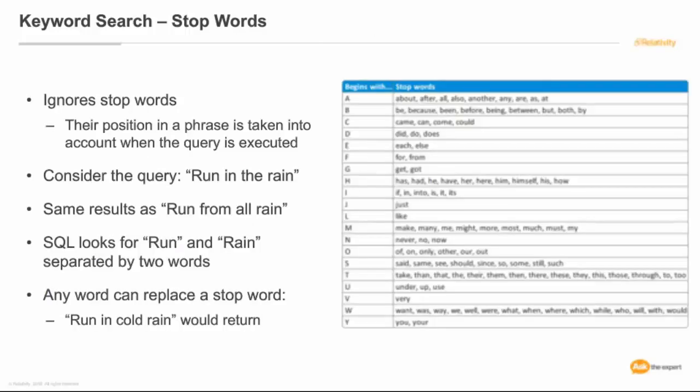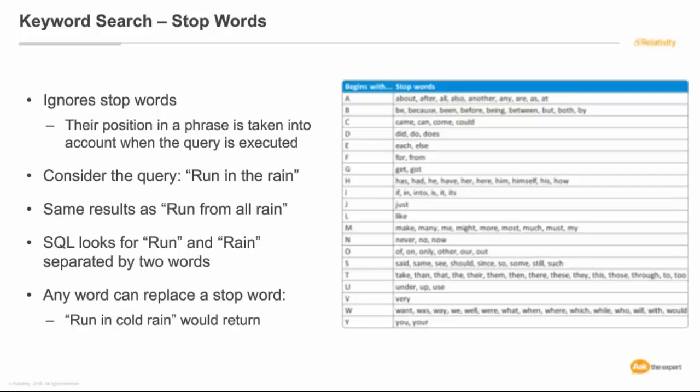So keyword search does ignore stop words the same way that dtSearch does, and their position in the text is taken into account. So consider the query run in the rain. We're going to get the same results with this as we would if we use the query run from all rain. Basically what SQL is doing is it's going to look for run first as an anchor. Then it's going to look for rain separated by any two words. Just keep in mind that any word can replace that, not just other noise words. So run in cold rain would also return.